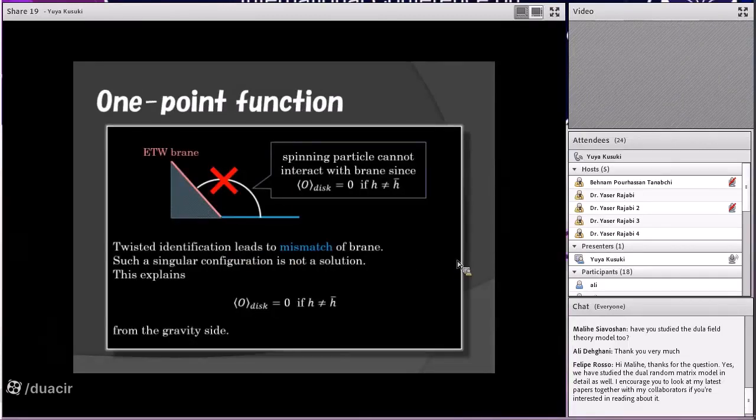And also, we can answer this question by using the same construction. Our construction by using the twisted identification leads to a mismatch of the brane. Such a singular configuration cannot be a solution to the Einstein equation. So this mismatch explains why the one-point function on the disk should vanish if we consider a non-scalar, if we consider a spinning particle.